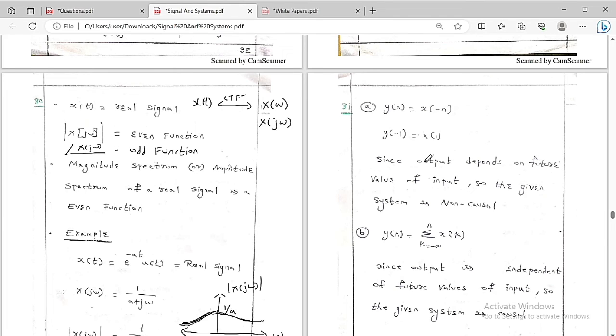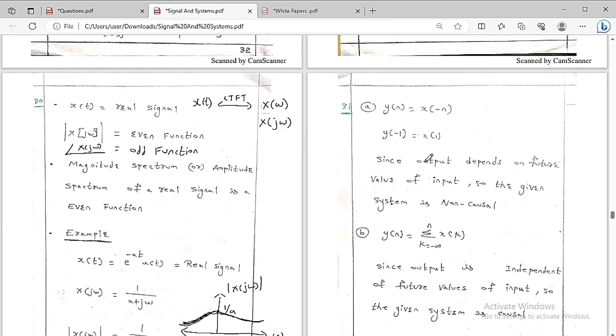So what is the meaning of causal? Causal system means if the present output is independent of the future values of the input, then we say that the given system is said to be causal system. Otherwise, it is a non-causal system. So listen carefully. If the present output of the system is independent of the future values of the input, then the given system is said to be causal system. Otherwise, it is said to be a non-causal system. So in this case, as the present output depends upon the future values of the input, the given system is said to be a non-causal system.